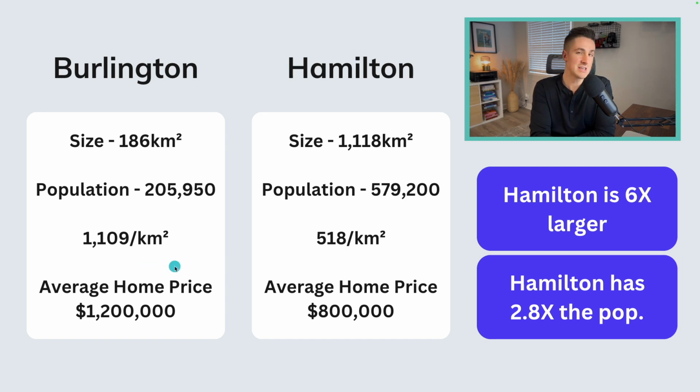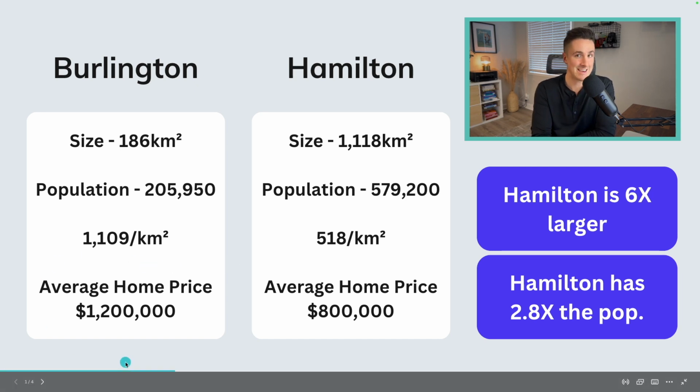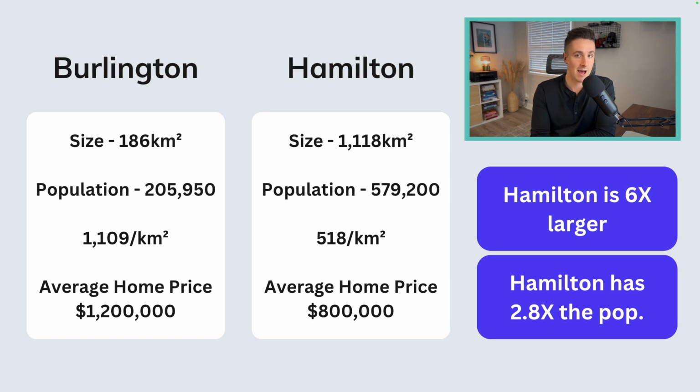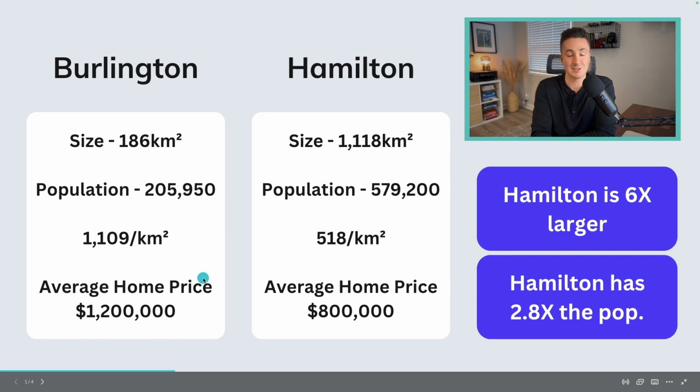And then finally, just the average home price, because this is going to be a key that you'll see at the end here on how this kind of levels out across different municipalities. In Burlington, the average home price is right around 1.2 million. In Hamilton, that number is right around 800,000.